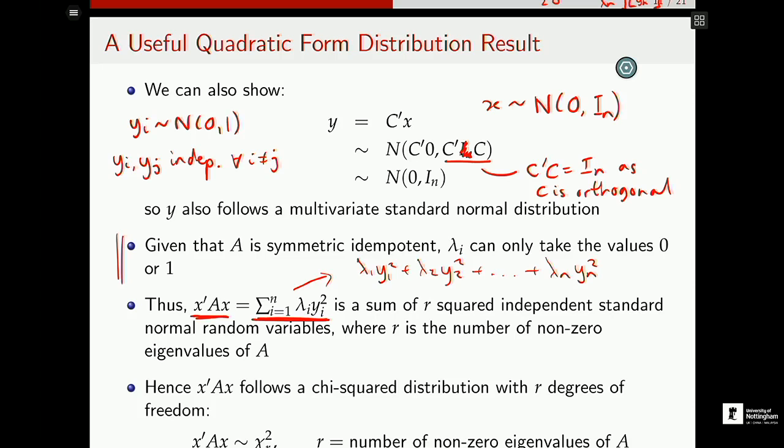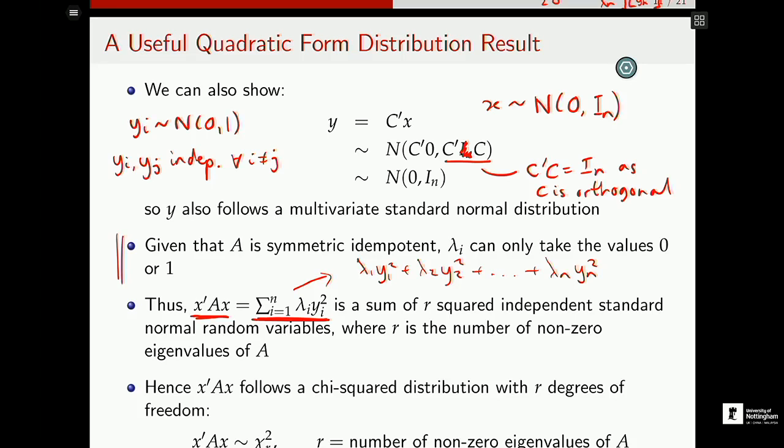Now, if you have two standard normal random variables that are independent of each other, you square each one and add them together, you get chi-squared 2. Okay? And so on. If you had 3 of them, square them, add them together, as long as they're all independent, you get a chi-squared 3. And that's exactly what's going on here.